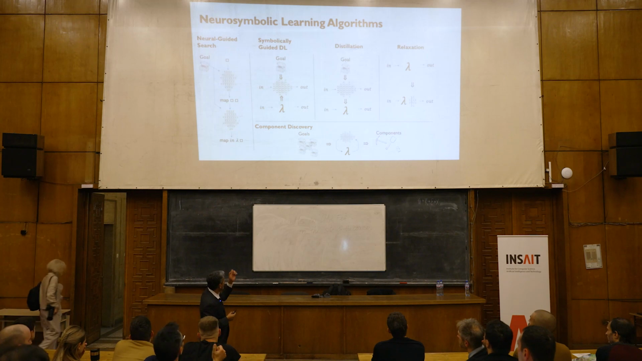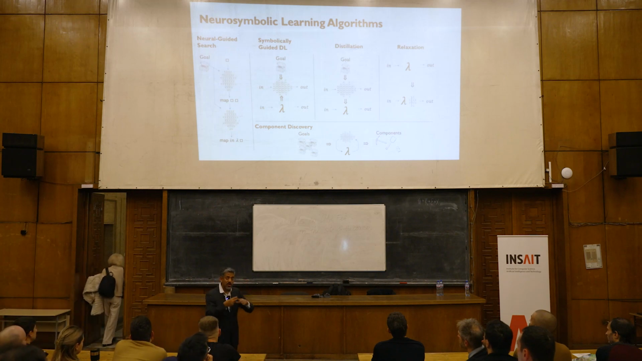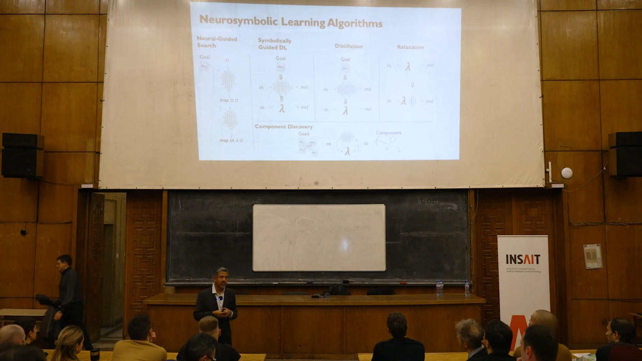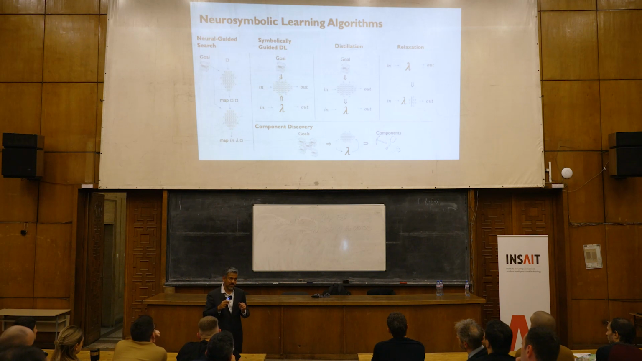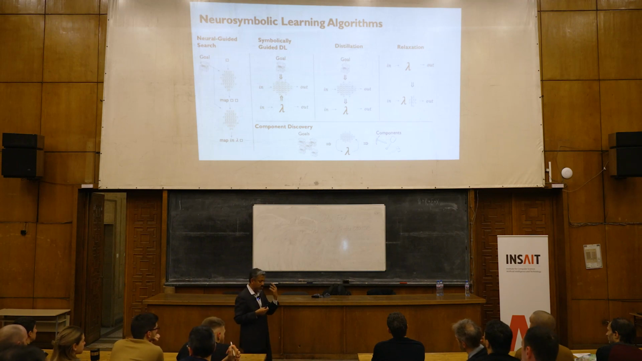There are also methods where we are going the other way, where we are learning a neural network. So imagine that you're trying to find a program. What you could do is learn a neural network that approximates what the program does, and then you distill that neural network into a program. An example would be, let's say that you are trying to learn a program to drive a car.